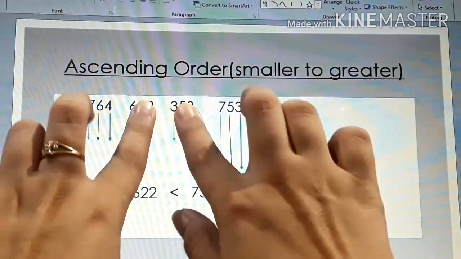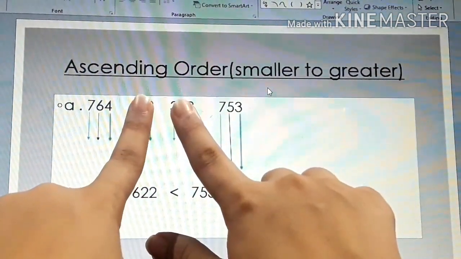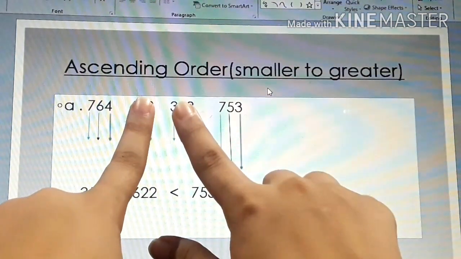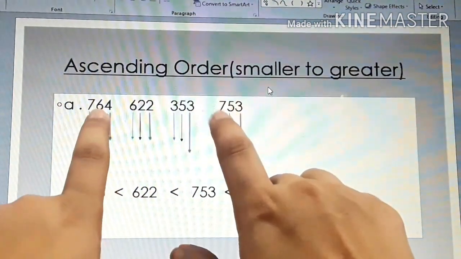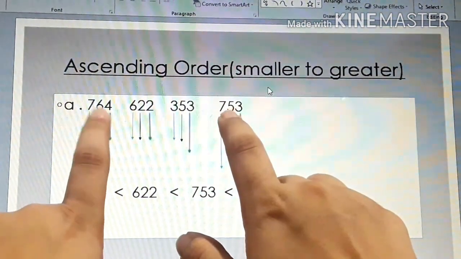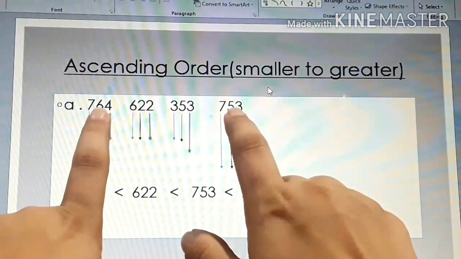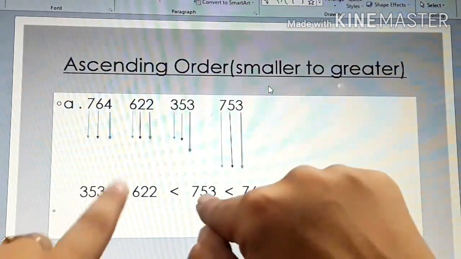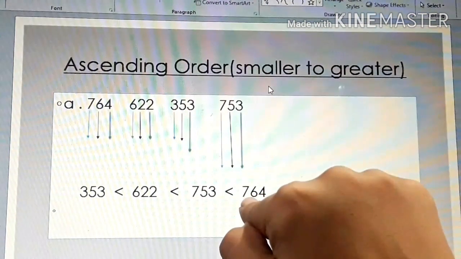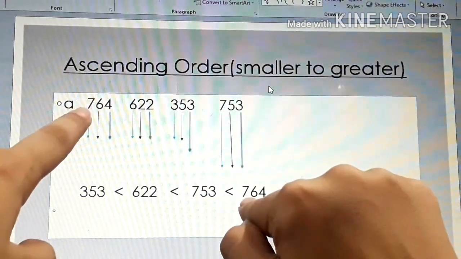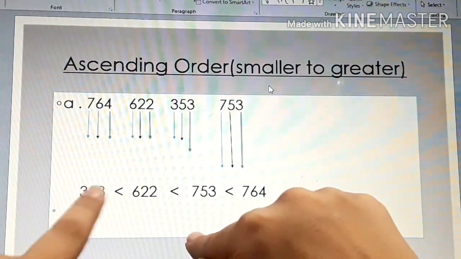Now this is also gone, children. What remains? 764 and 753, isn't it? So the hundreds place is 7. Both are same, right? So we will compare which number? Tens place. That is 6 and 5. Between 6 and 5, children, which is the smaller one? 5. So 753 is the smaller one. Okay. Then the remaining one, that is 764, comes here. Clear?